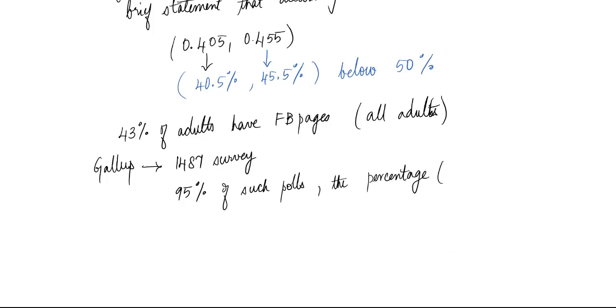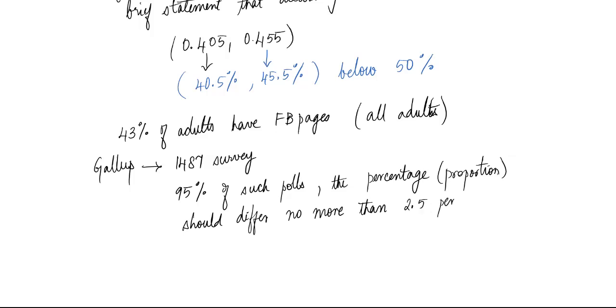In this case, the proportion should differ no more than, when you say differ, remember the margin of error. So you don't use the technical language when you provide a summary. You're not saying the margin of error should be, but you are saying that it should differ no more than 2.5 percentage points. Where did we get this number from? That comes from your margin of error.